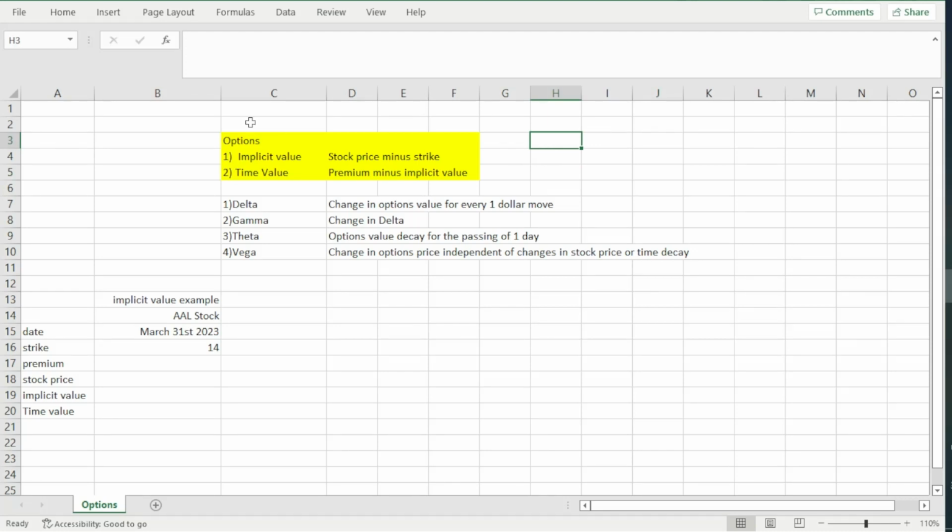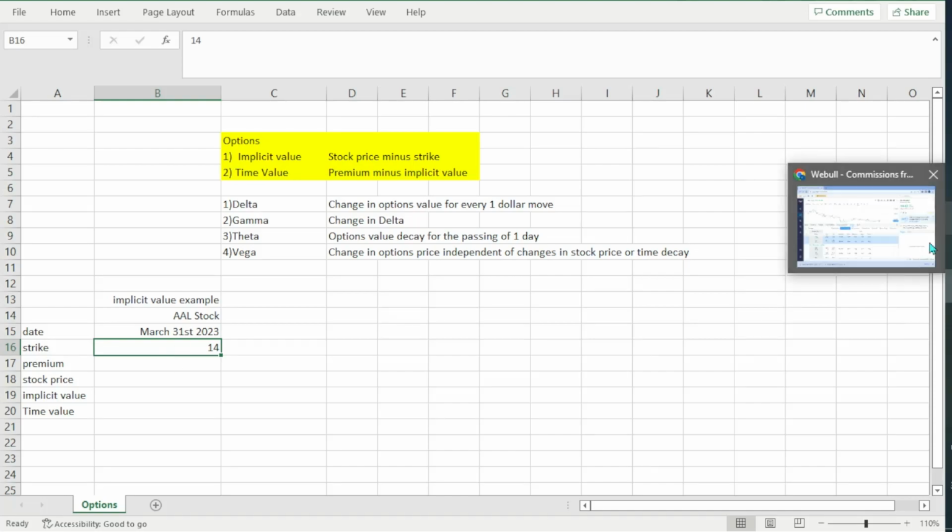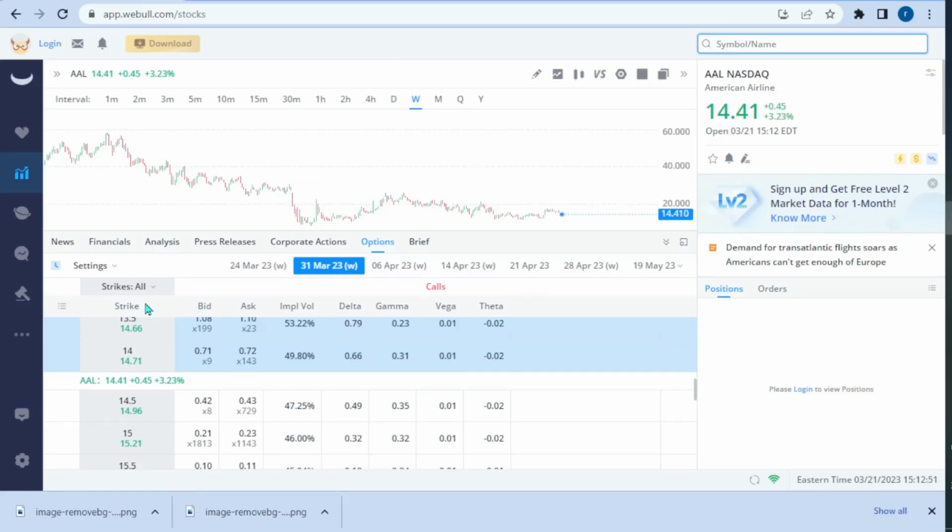So for this first part, we're going to talk about implicit value and time value. Let's just jump right into it. Here's our example. We're going to look at American Airlines, the expiration that expires March 31st, 2023, and the 14th strike. So let's go over here on Webull and look at the options chain. Right now I am on the March 31st, 2023 expiration, looking at the 14th strike, on the call side.